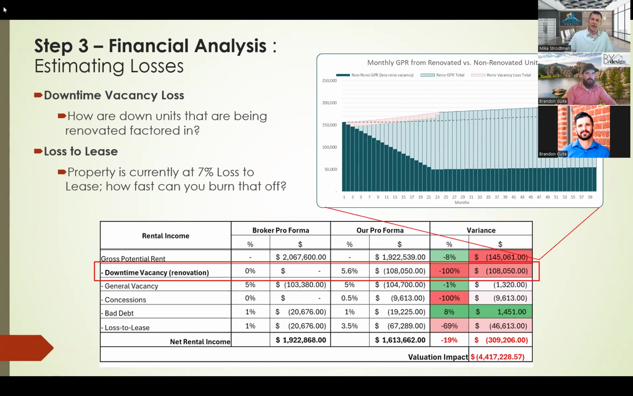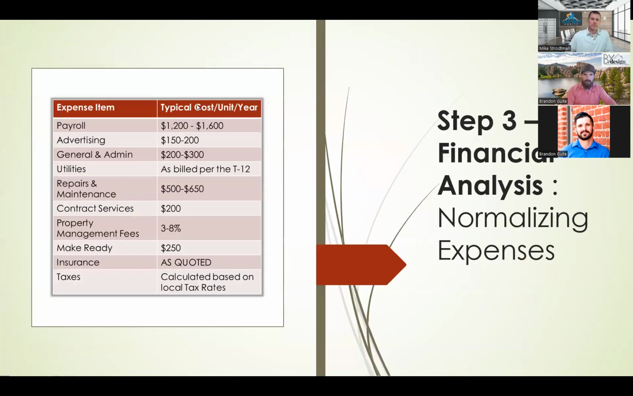Those numbers really do start adding up once you start peeling back the onion on each and every piece. Yep. So then from there, after we get through the income, we look at the expenses. Again, back to part one of our webinar series here on it. This is where we normalize those expenses. We look at how it's performing. We look at what the broker says it's going to perform, and we look at what our business plan is and what we think we can get it to perform at.